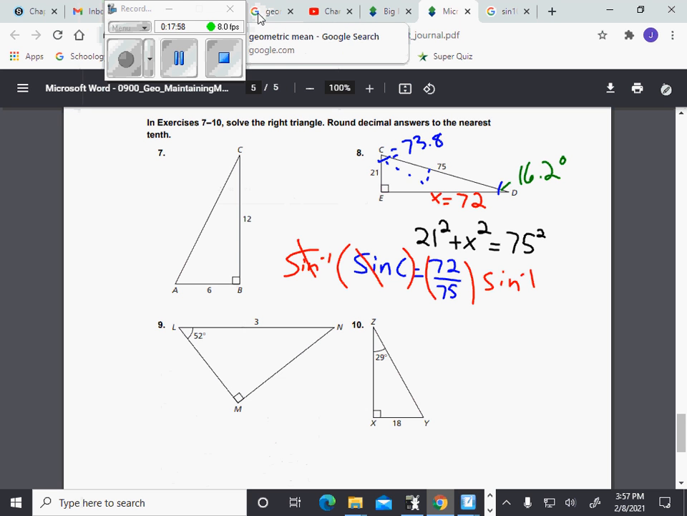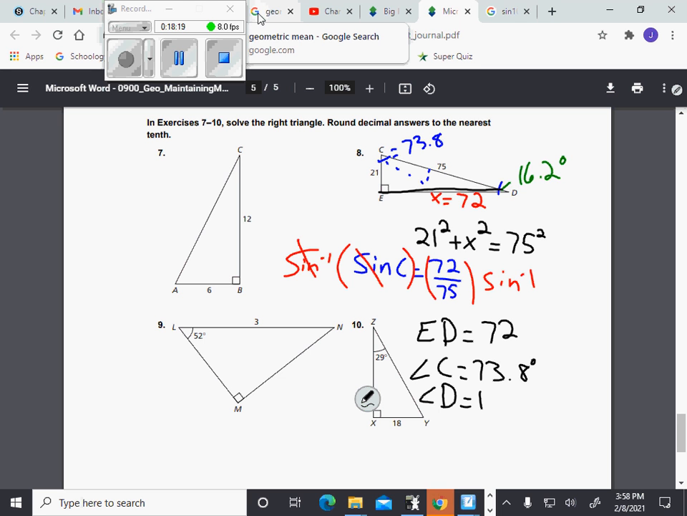In your notes or in your homework, I should have been a little bit more specific. If we had to find ED, or if we had to solve this triangle, here's how we'd write our final answer. ED equals 72. Angle C equals 73.8 degrees, and angle D is equal to 16.2 degrees.